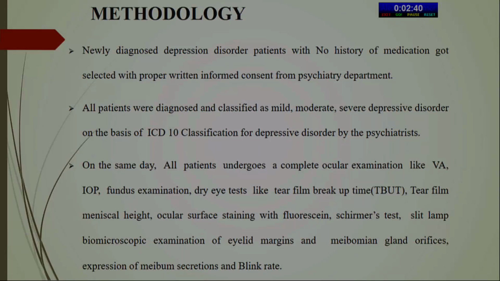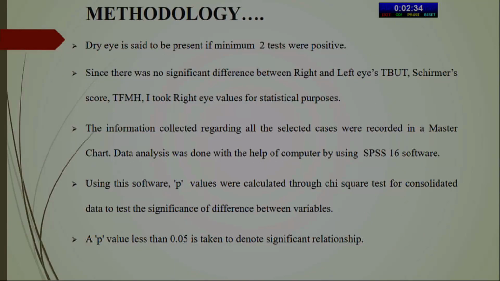On the same day, all patients underwent a complete ocular examination and dry eye tests. Dry eye is said to be present if a minimum of 2 tests were positive. Since there was no significant difference between the right and left side tests, I took the right eye values for statistical purposes. The information collected regarding all the selected cases was recorded in a master chart. Data analysis was done with the help of SPSS software, and the p-value was calculated. A p-value less than 0.05 is taken to denote a significant relationship.